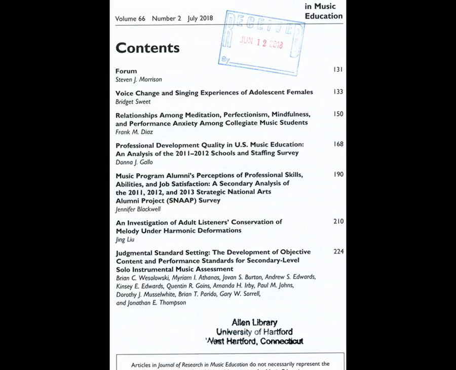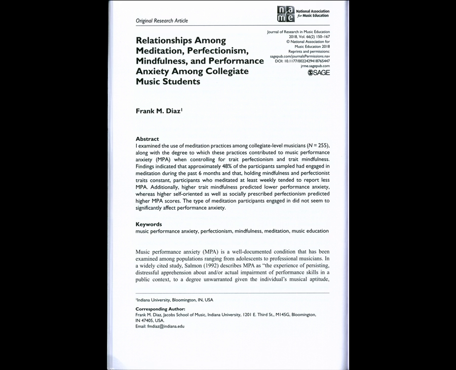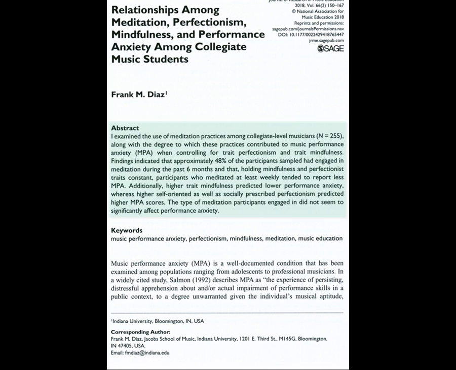Now, if we were looking for this article by Frank Diaz, we would turn to page 150 and find the full article. We also find here an abstract. Most academic journal articles will include an abstract. That's just a short summary of the article. Since academic articles are longer, it can be helpful to read the abstract first. That way, if you realize the article isn't as relevant to your research as you first thought, you don't waste time reading the whole thing.